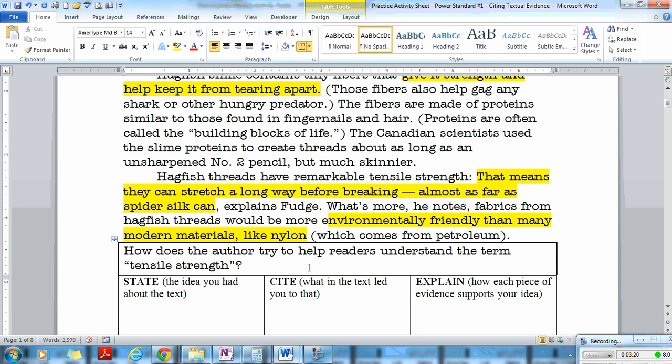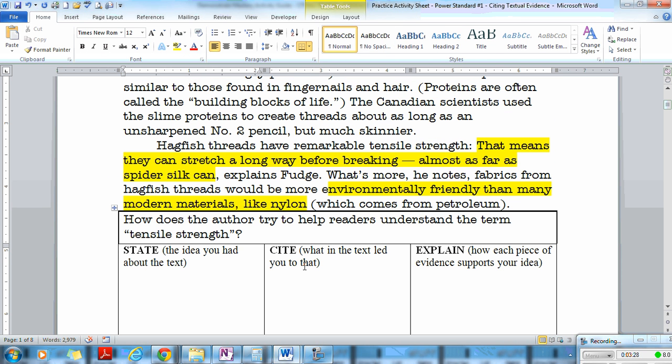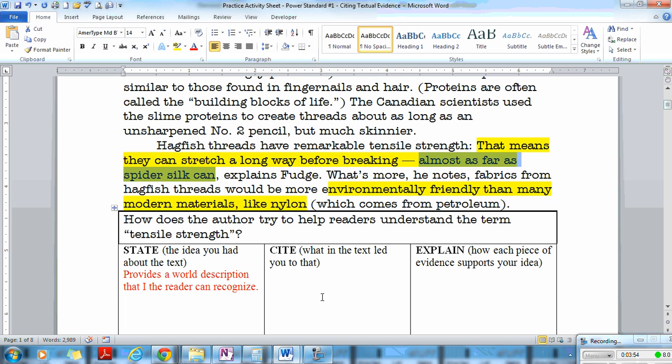So, how does the author try to help readers understand the term tensile strength? Well, this is what I think. The first thing I notice is that the author provides a word description that the reader can recognize. So, next I have to cite. What in the text led me to that? Well, then I go right here. Almost as far as spider silk can.